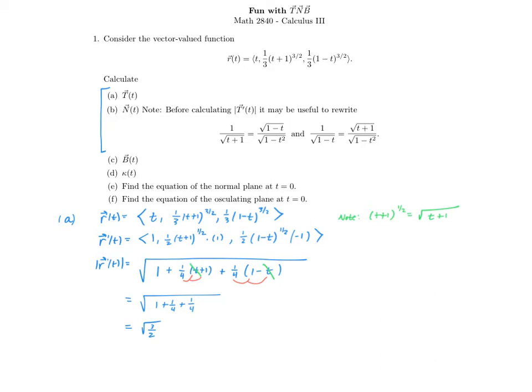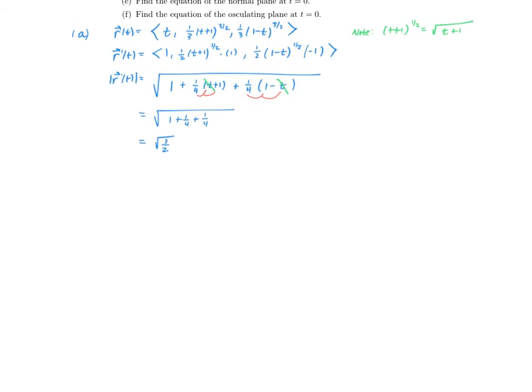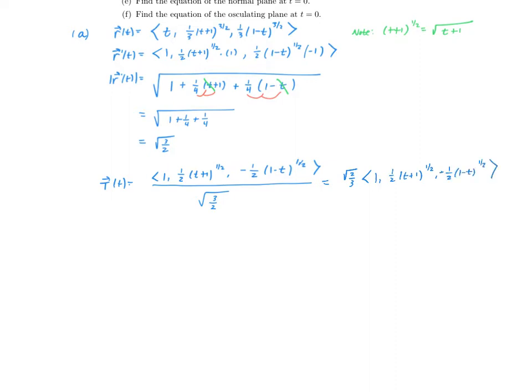So we now have our unit tangent vector. Let's create just a little bit more space. So the unit tangent vector is r prime divided by its magnitude. So r prime is 1, 1/2 (t plus 1) to the 1/2, minus 1/2 (1 minus t) to the 1/2. And we divide this by the square root of 3/2. And remember, dividing by a fraction like root 3 over root 2 is equivalent to multiplying by its reciprocal. So we could write this as the square root of 2/3 times the vector that we've computed. So this completes the steps for part A: we have the unit tangent vector.